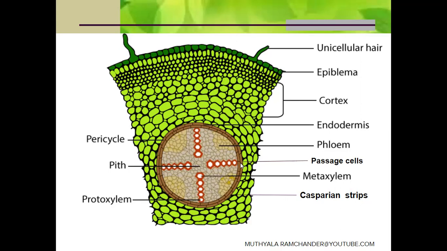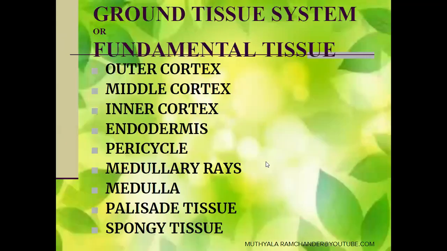The main function of passage cells: when the root hairs absorb water, it enters into the cortex. The water finally reaches the stelar region through the passage cells only. So the main function of passage cells is that they allow water and minerals into the stele from the cortex. It is the passage cell function. Beneath the endodermis, another ground tissue is present, called the pericycle.